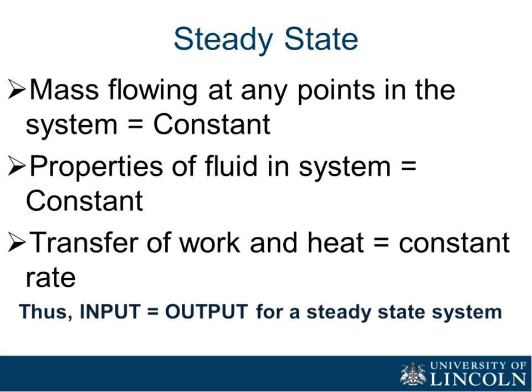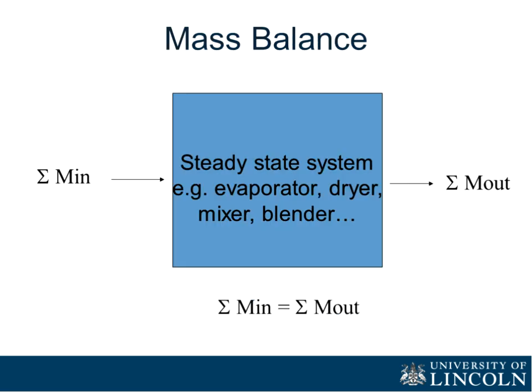So the mass flowing at every point in time is assumed to be constant for a steady state. Now, the property of the fluid in the system is also assumed to be constant. Transfer of work and heat is also assumed to be at a constant rate. Everything we are talking about is that input and output at every point in time will be the same for a steady state system. So these are just simple theories behind steady state operations.